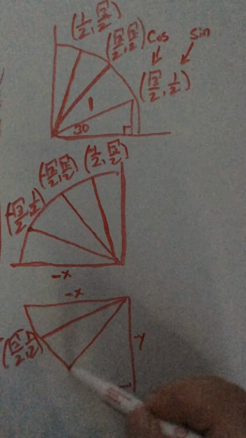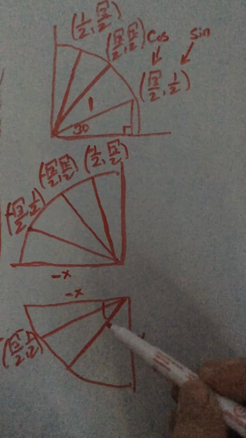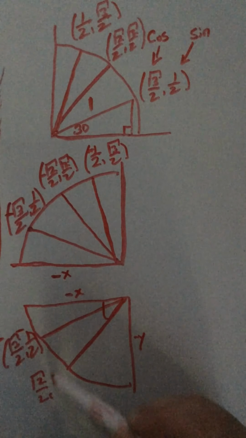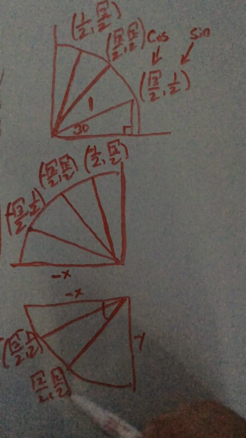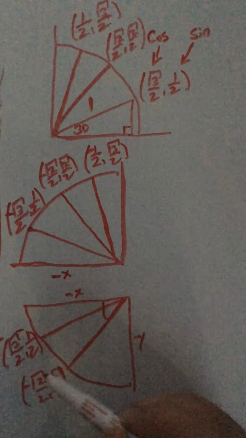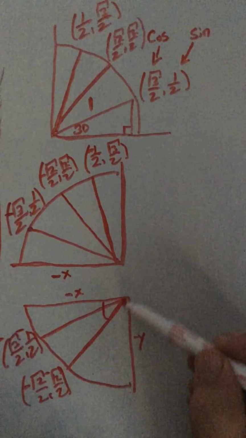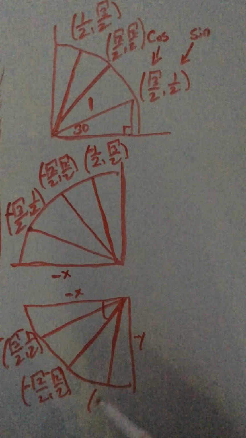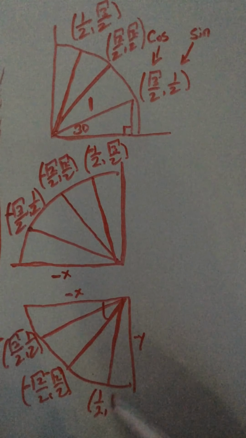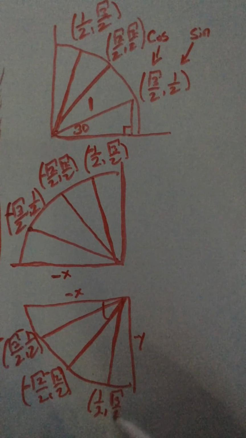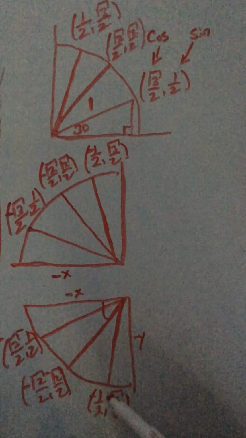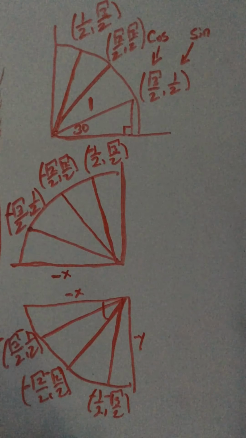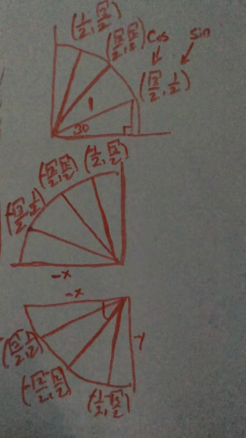A 45-degree angle with the x-axis produced a root 2 over 2 and a root 2 over 2. But the x and the y were both negative. And for a 60, I know it's 1/2, root 3 over 2, both negative. So there's quadrant 3.